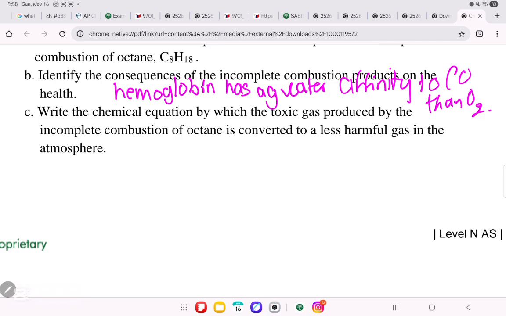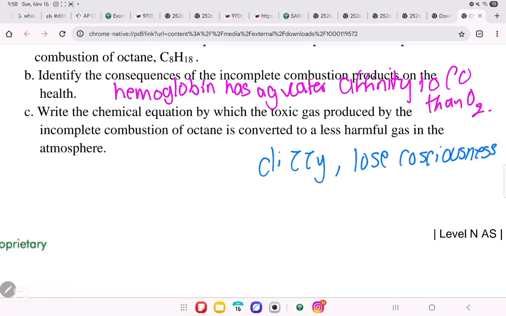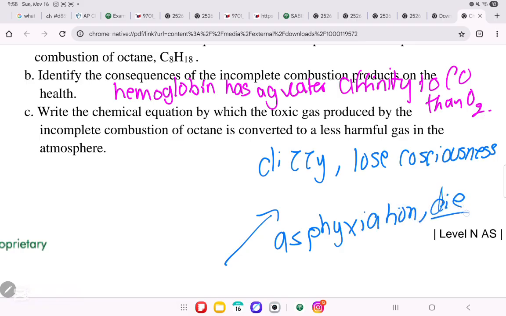And what does inhaling carbon monoxide do? It will cause one to feel dizzy and lose consciousness, like he will pass out. Okay? And if he's exposed to so much carbon monoxide, he might result in asphyxiation and he might die in severe cases, okay?